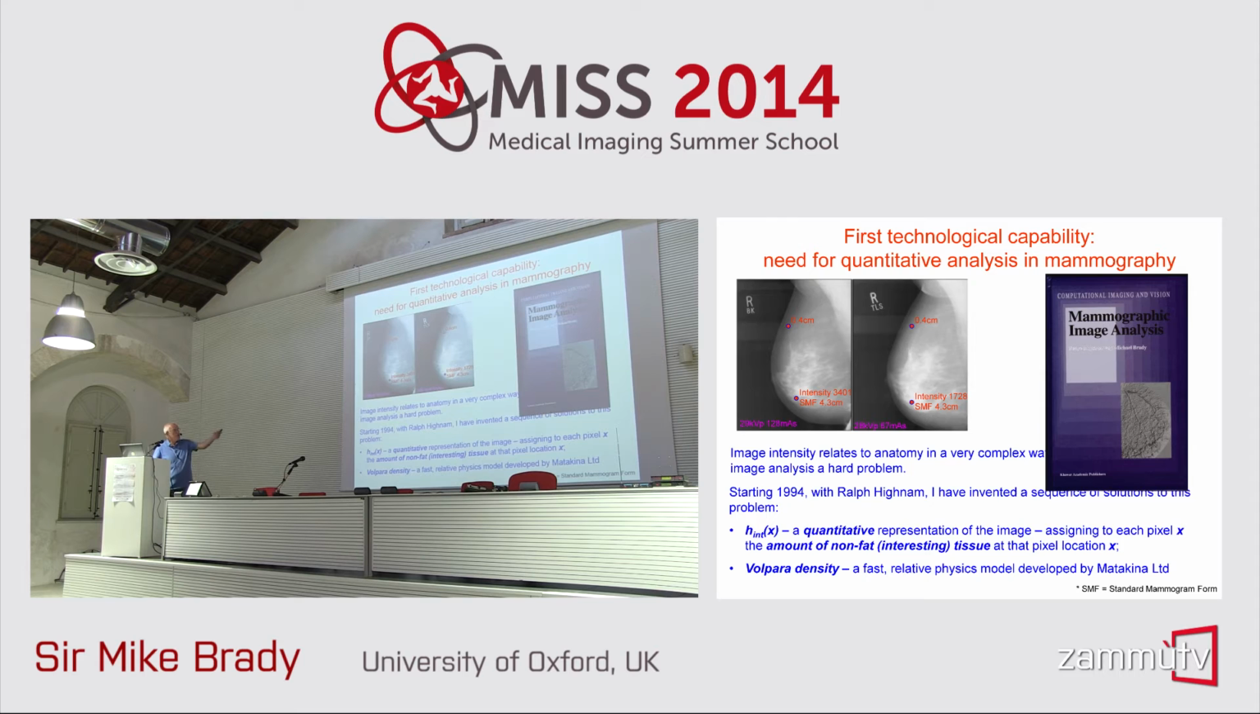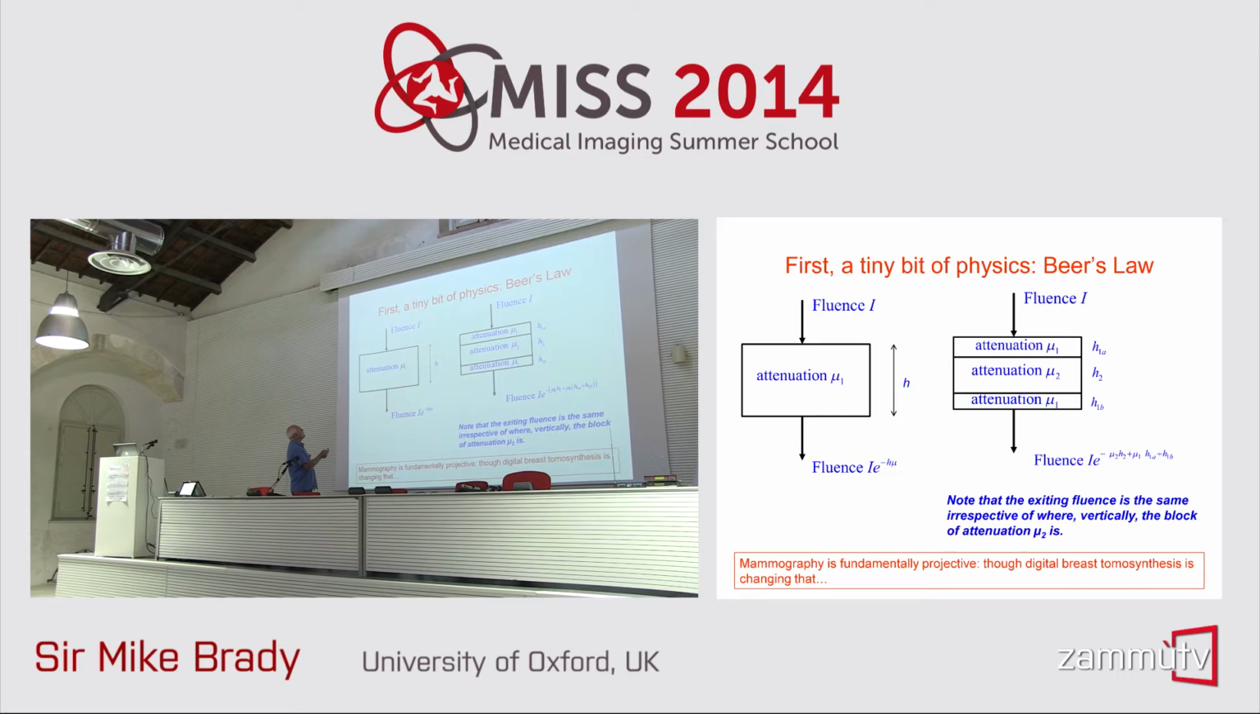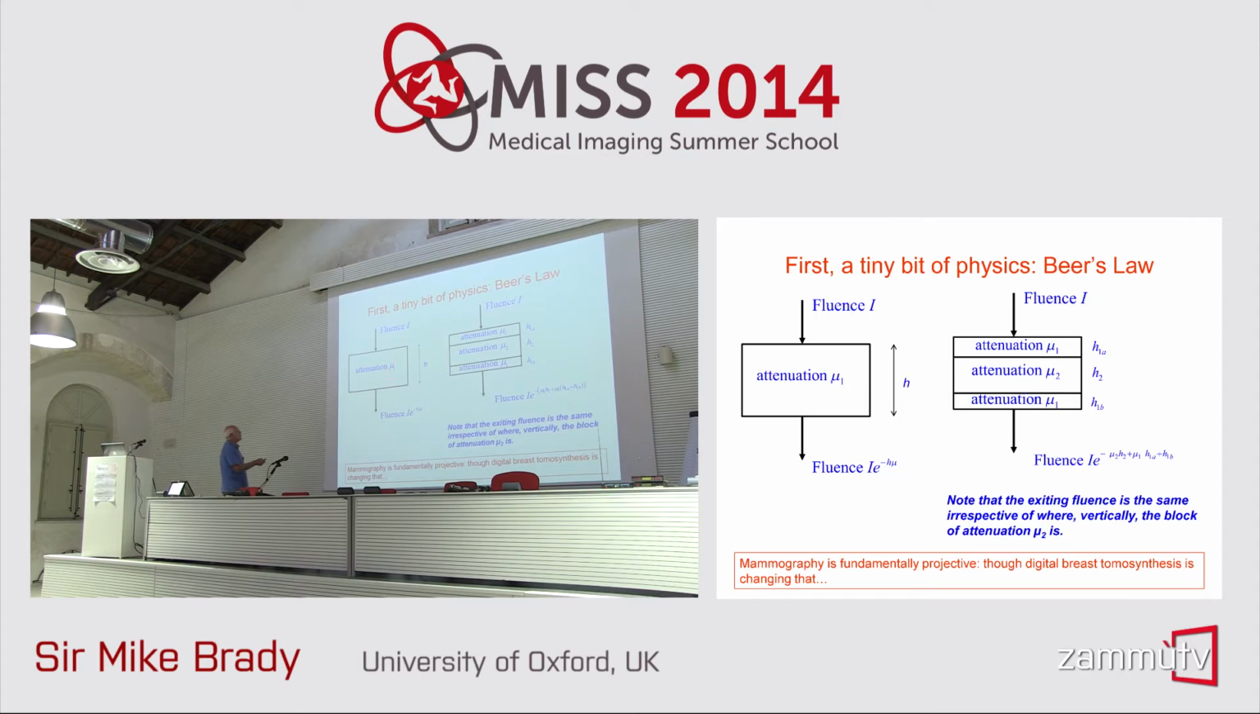So here's a little bit of physics. If you have x-rays with a certain fluence, that's a flow of x-rays, and it goes into a block of material with a characteristic attenuation rate, a linear attenuation mu 1, then what will come out is I = I0 e^(-mu h). That's known as Beer's law. There's a fundamental observation you have to make from that: if that fluence goes through three blocks of tissue, mu 1, then mu 2, then mu 1, of heights H1A, H2, H1B, the fluence is that. And notice, you could move that block up or down, and it wouldn't make any difference.